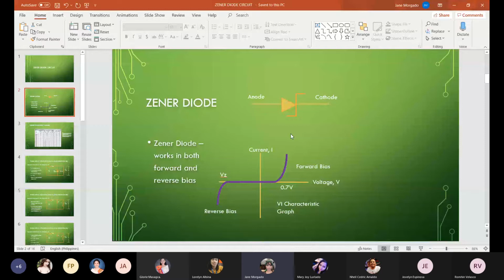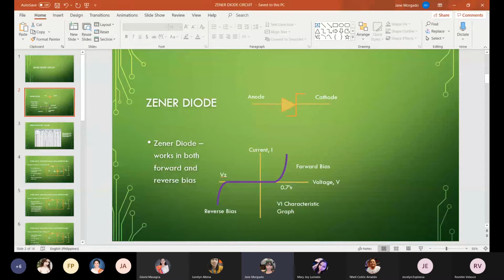So, meron pa rin siyang silver band to signify na siya yung cathode. Okay? But then, may mga nabibili ding Zener diode, usually glass. May mga glass na Zener diode. Pag glass yung body niya, yung cathode niya is normally a black band. So kung saan yung black band, that is the cathode.